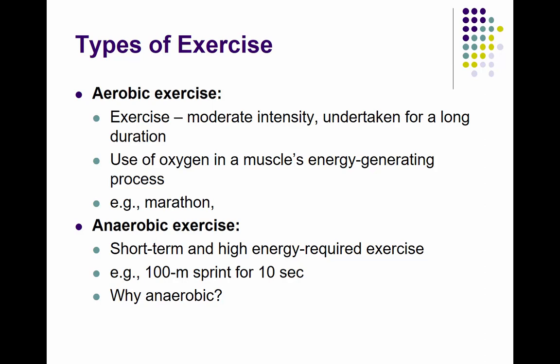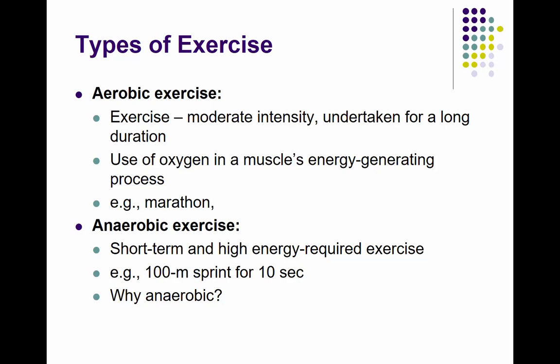Anaerobic exercise usually occurs in short-term, high-energy exercise, for example, 100-meter sprinting, just for about 10 seconds. In terms of energy metabolism, this type of exercise is usually anaerobic. So why is it anaerobic? Can you guys think why 100-meter sprinting is anaerobic exercise and not aerobic exercise?